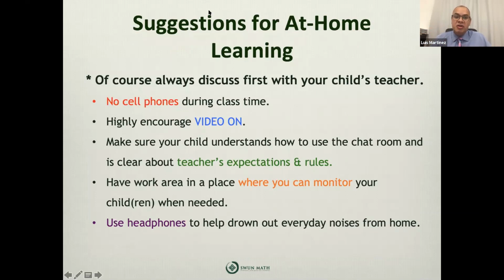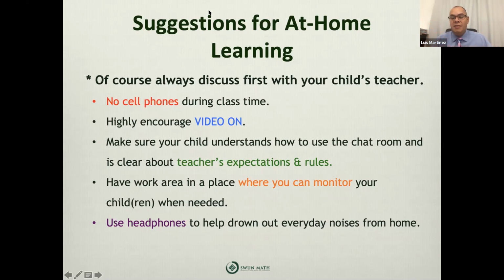We highly also encourage you to have your students turn their video on. It's very difficult for teachers to get the lesson across or even read nonverbal cues, right? If your student is not understanding something, they can usually show with their facial expression. And it's hard for teachers to gauge if students are really understanding if that video is not turned on.